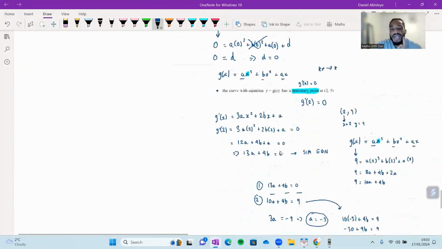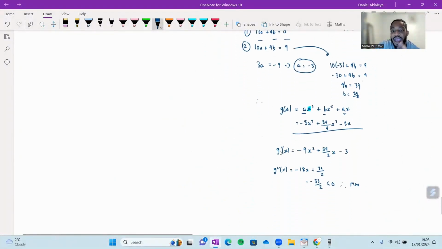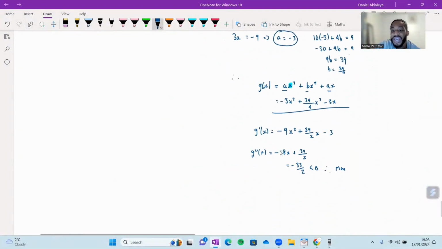We plugged it in. We plugged in the value where the stationary point occurred, which was at x equals 2, into the second derivative, and we got a negative number. That means it's a maximum. And that will give you all 9 marks in an exam.